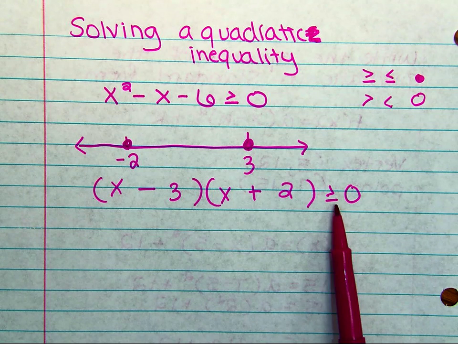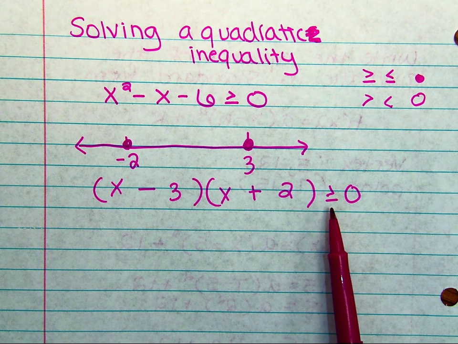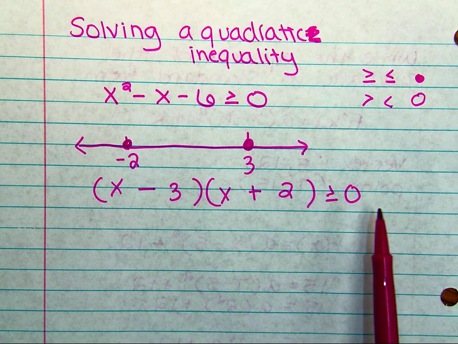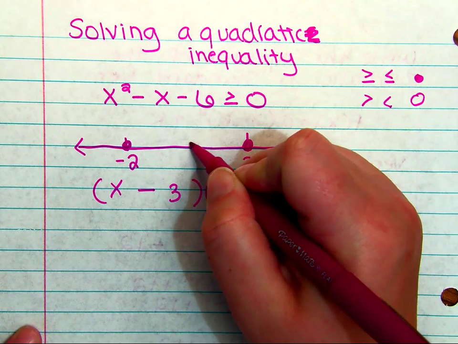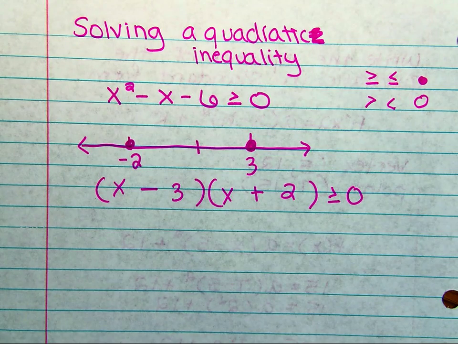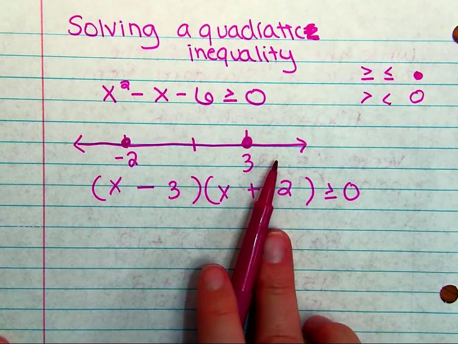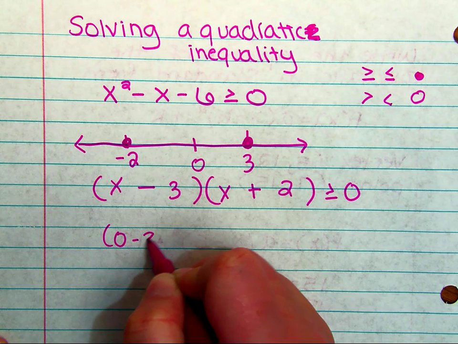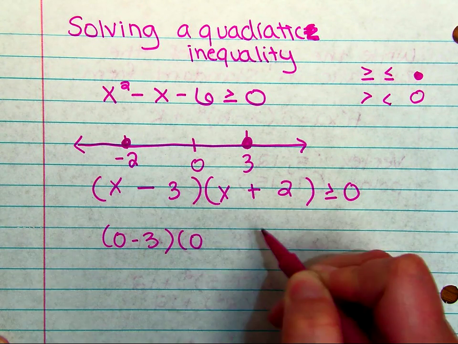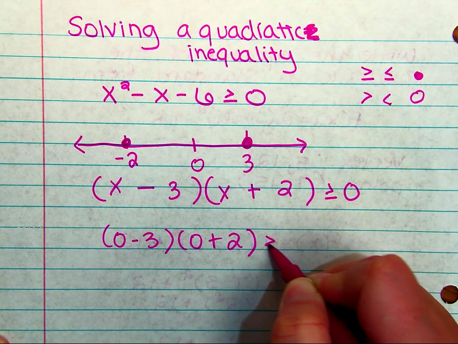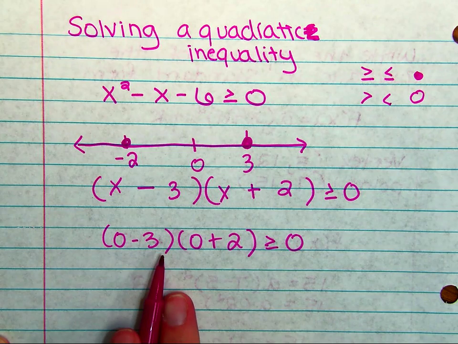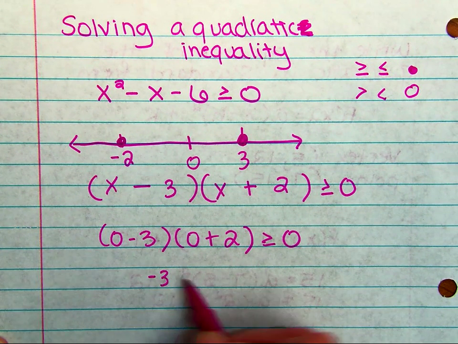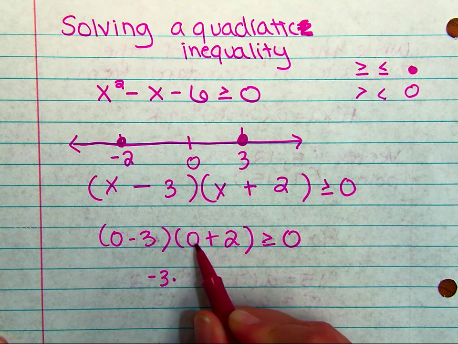So how am I going to get greater than 0? Well, you can just pick a point. What's a number in here that I could test? Would you agree that 1 is there? Or you could even do 0 because 0 is in between these. So let's pick 0. I'm going to do 0 minus 3, 0 plus 2. 0 minus 3 is negative 3, times 0 plus 2 is 2.